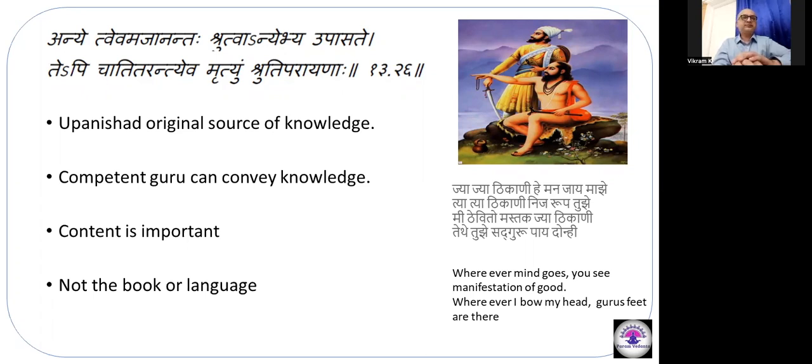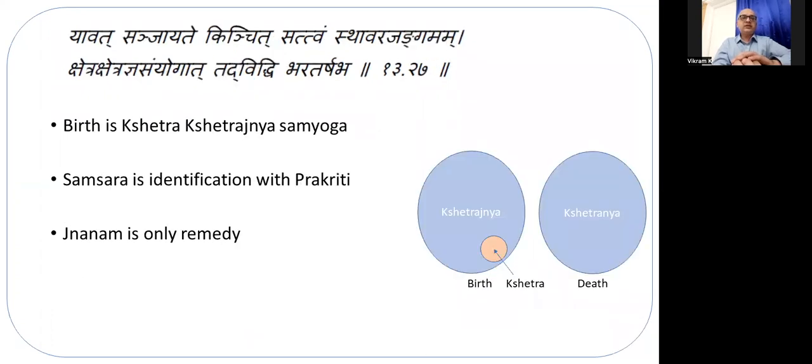Next slide, please. In verse 27, Sri Krishna says anything born, moving or stationary, is born out of Kṣētra-Kṣētrajña samyoga. The cause of samsara is identification with Kṣētra or Prakrti, which leads to dehabhimana or apurnatva. Jñānam clears this basic error, and this is the only remedy. Body will come and go. Important is to understand the permanence of Kṣētrajña.